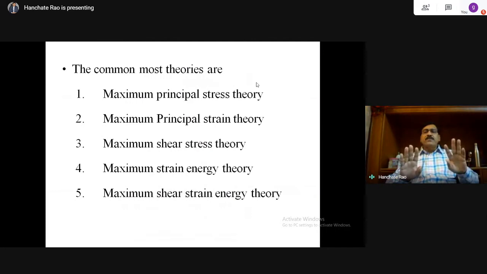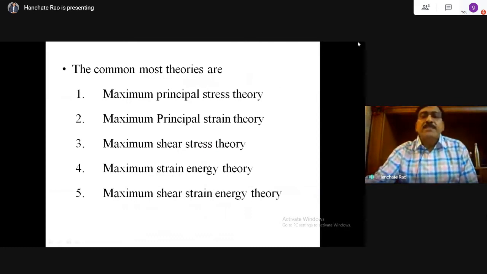Whatever the theory, it will try to link the principal stresses due to complex loading to the strength at the elastic limit of the material. Any theory you take, it will link these two. So if you take the maximum principal stress theory, the maximum principal stress sigma 1 is linked to the yield stress of the material in tension or compression.